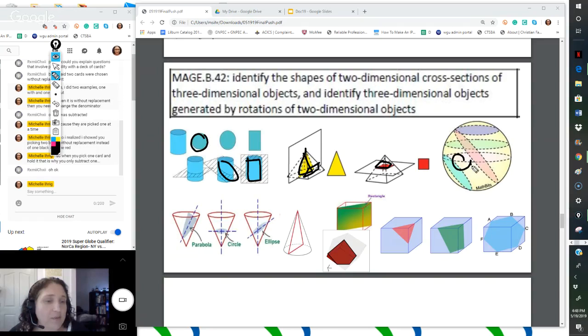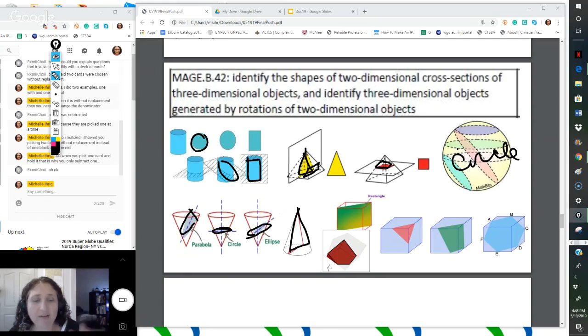Here, this will always be a circle. The cross-section of a sphere is always a circle. Next, I doubt you'll see a cross-section of a cone. There's a parabola, a circle, an ellipse. I don't think you'll see those, but then of course a triangle.